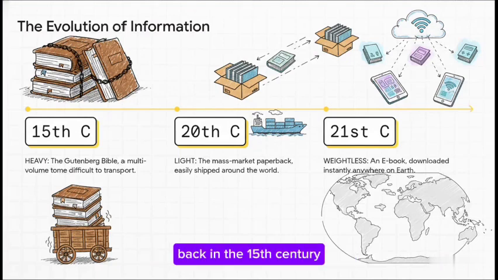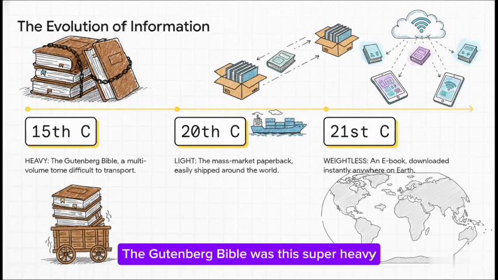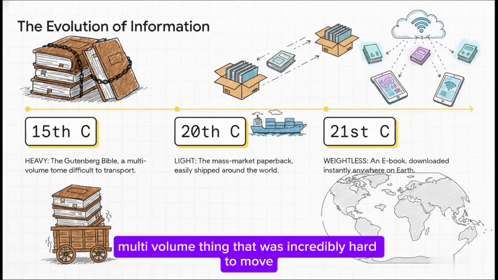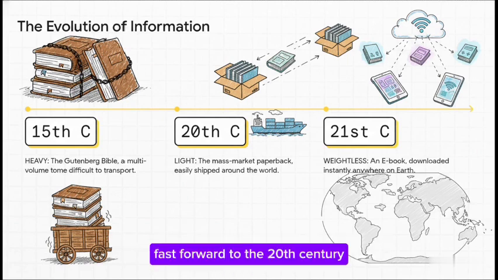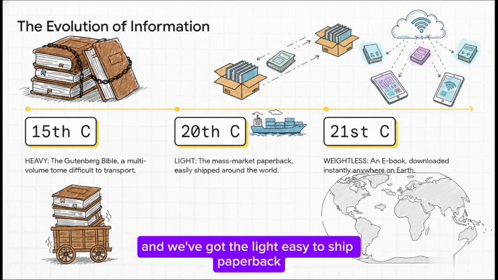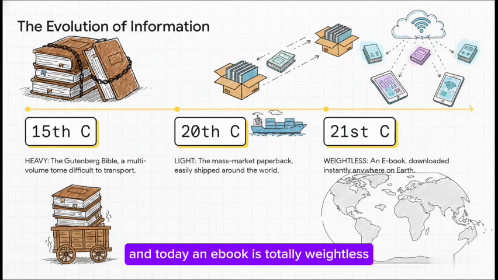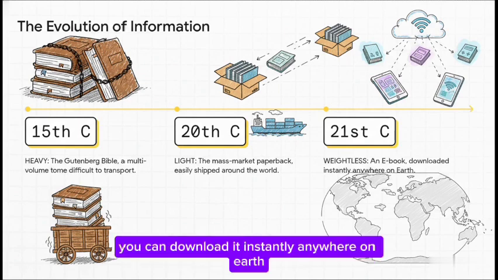Back in the 15th century, the Gutenberg Bible was this super heavy, multi-volume thing that was incredibly hard to move. Fast forward to the 20th century, and we've got the light, easy-to-ship paperback. And today, an ebook is totally weightless. You can download it instantly, anywhere on Earth. Information has literally shed its physical body.